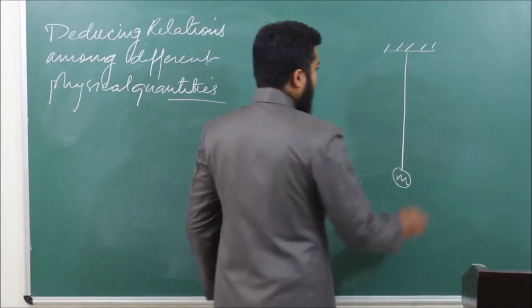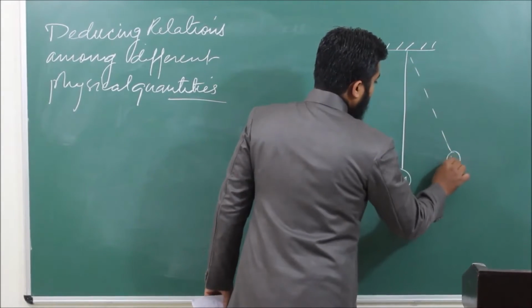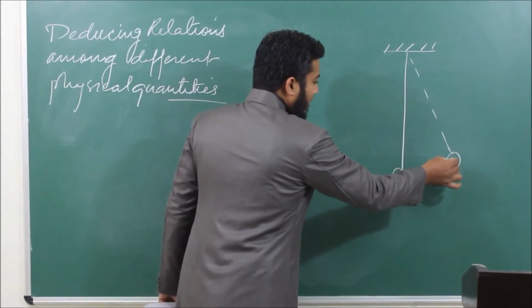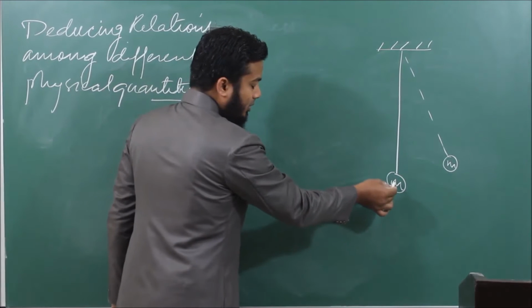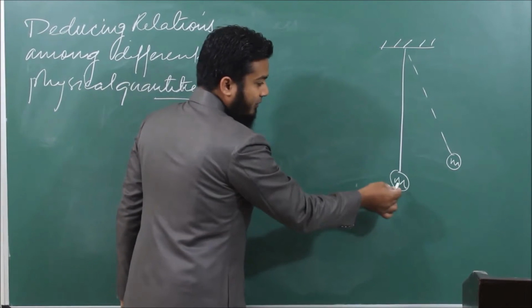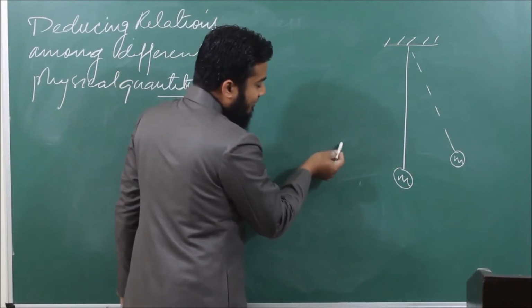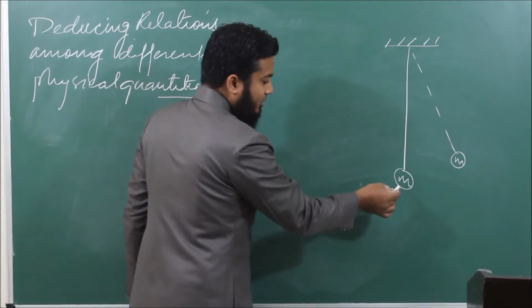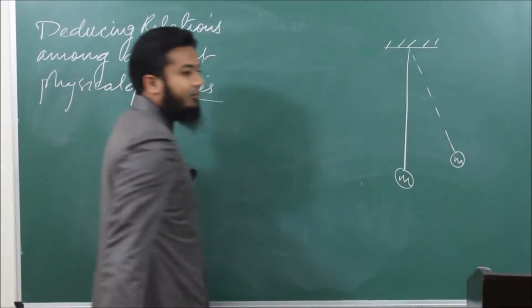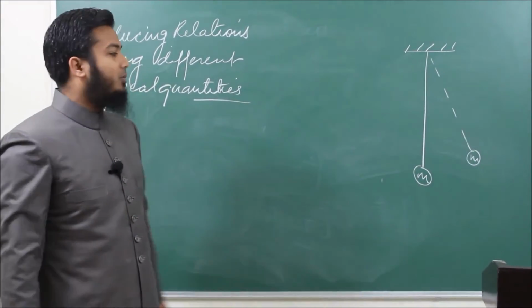Now what will be the time period? Say if I release this mass from this position, then it will go to its previous position, and because of the speed it will go towards the other side, and then from there it will return and reach this position, and again it will come to the original position or the initial position.